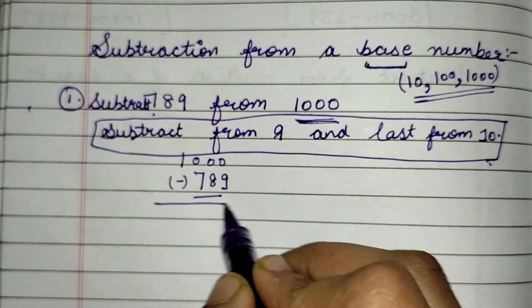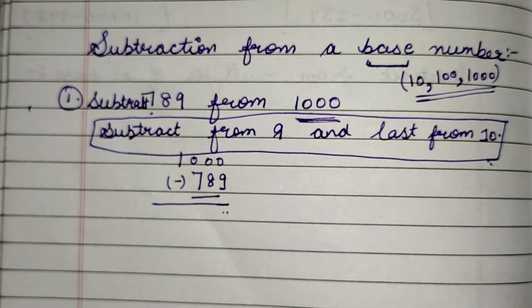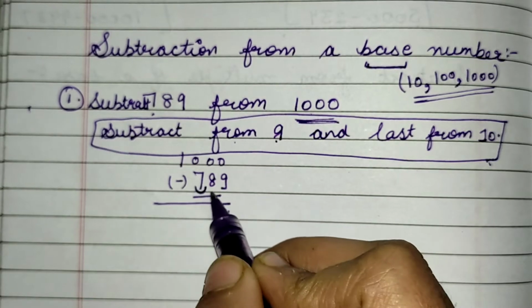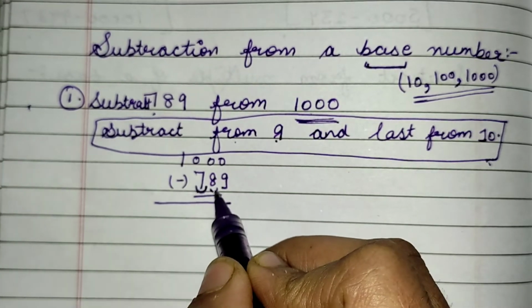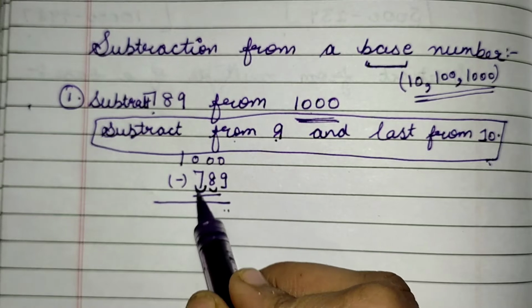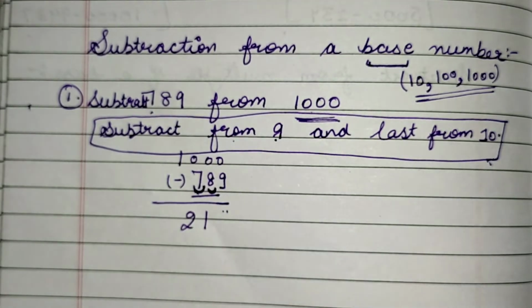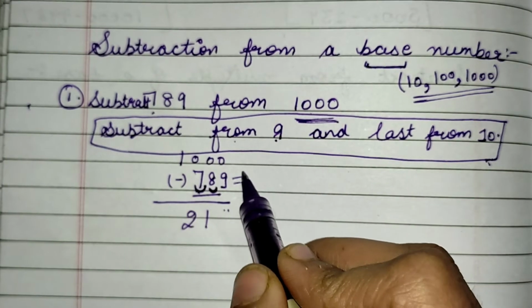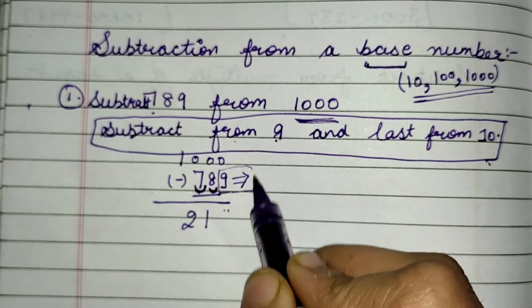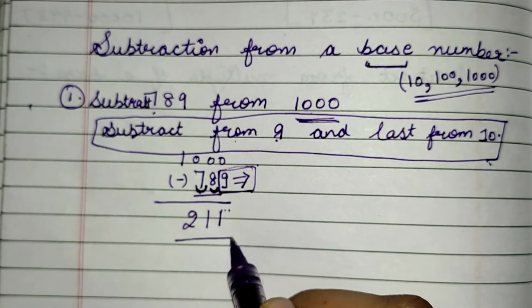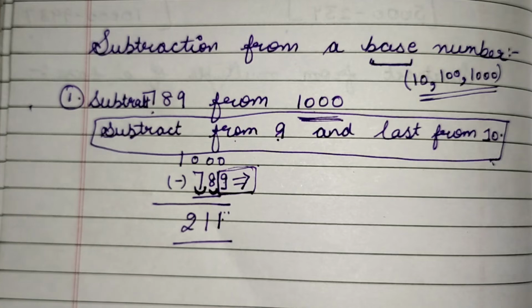What the statement says is that subtract from 9 means you have to subtract each digit of the given number from 9. That means 9 minus 7 will give you 2, 9 minus 8 will give you 1, but for the last digit you have to subtract it from 10. So 10 minus 9 will give you 1. So it is done now.